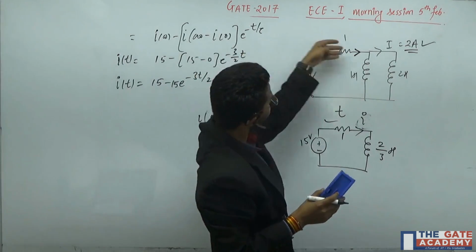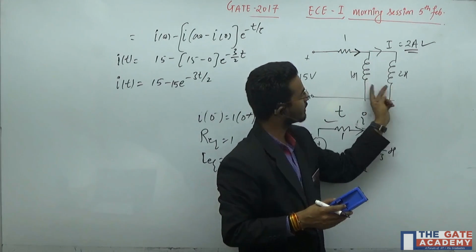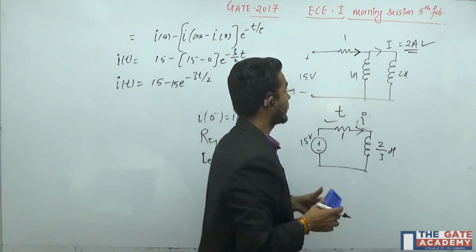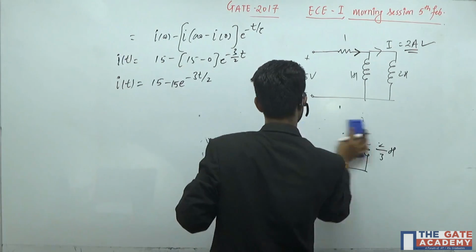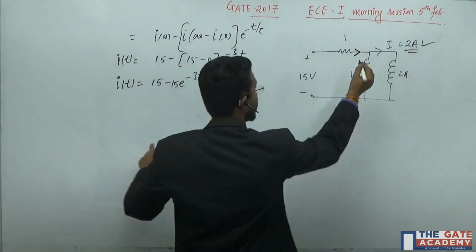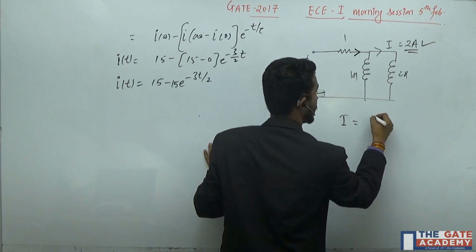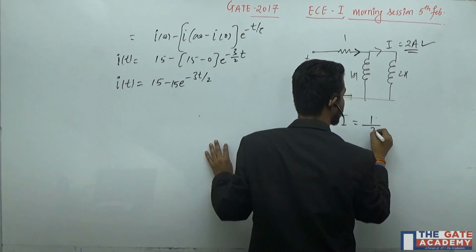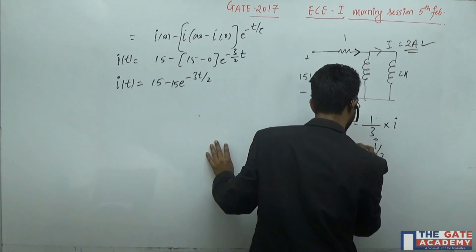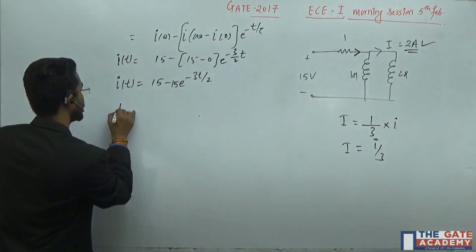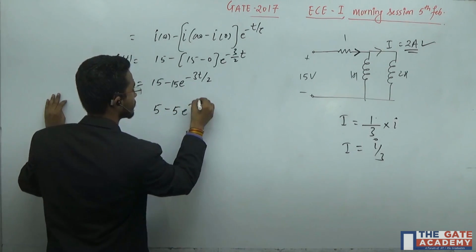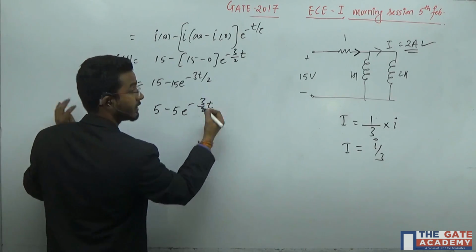That means the current is entering from here. Now here two inductors are in parallel, so we can apply the current division. I am assuming the current is capital I, as they have asked. Capital I is equal to 1 divided by the total 1 plus 2, that is 3, into this small i. That means i by 3 is your capital I. Just divide by 3 and you will get I equals 5 minus 5 e raised to minus 3 by 2 t.